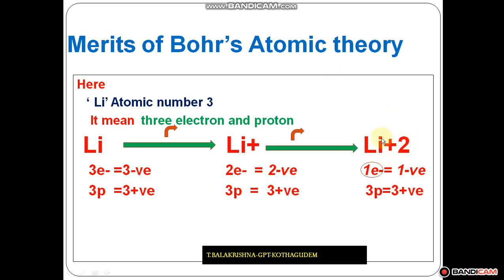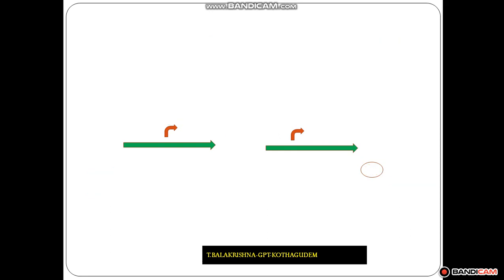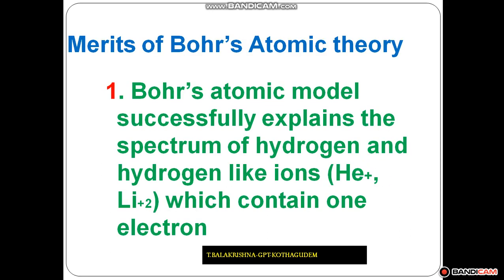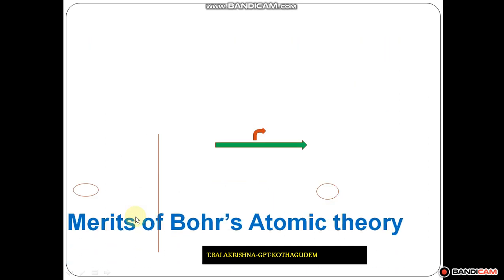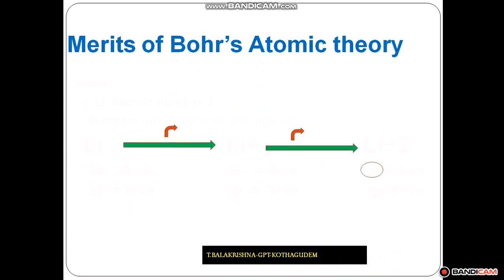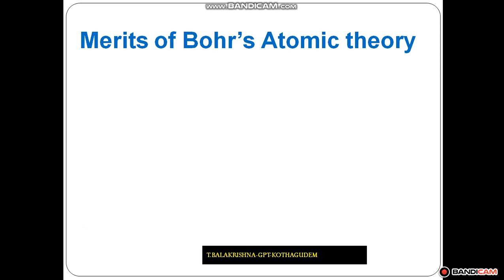So this theory successfully explains the spectrum of lithium plus 2 ions. Are you able to understand? Whichever atom or ion it is, it should have only one electron. So this theory successfully explains the spectrum of such atoms and ions. Is it clear? So come to the first point, very very important. It contains only one electron, it may be an atom or an ion. So this theory successfully explains the spectrum of hydrogen and hydrogen-like ions, that means those which have only one electron.